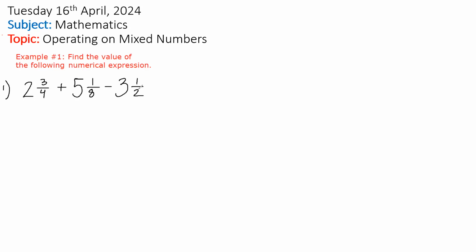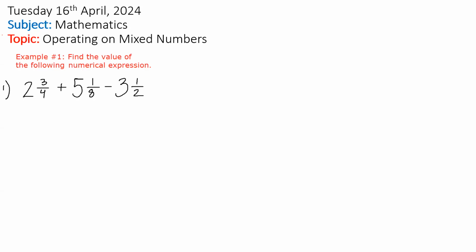So if we had to do a question like this, my first question is, how do you think that we would do it? How would we go ahead and answer this question? What would we do? We have 2 and 3/4 plus 5 and 1/8 minus 3 and 1/2. What would we do? You will make the signs the same. Make the signs the same?